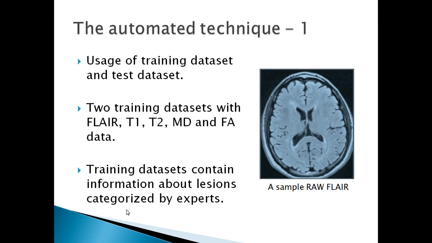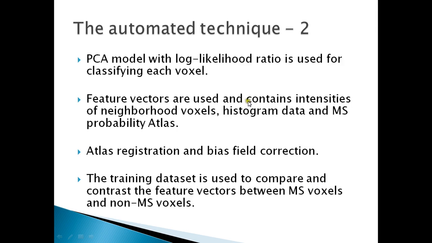So our automated technique will basically be using training data sets and test data sets. We'll be using two training data sets with FLAIR, T1, T2, MD, and FA data. Training data sets contain information about lesions that are categorized by the experts in the field. So this is the sample raw FLAIR that we'll be using for this project. We'll be using a PCA model with log likelihood ratio. This will help us classify each voxel.